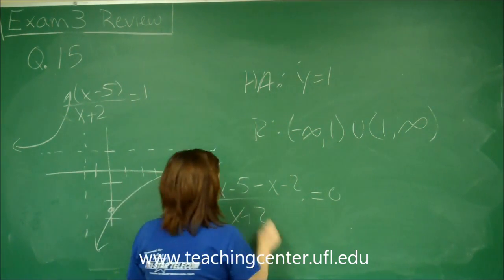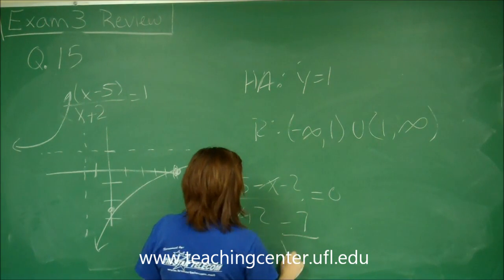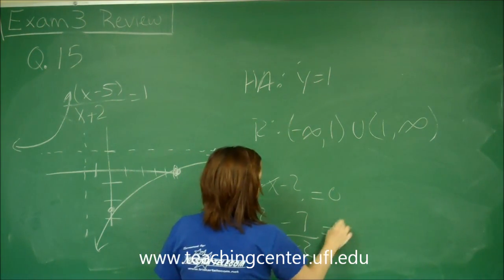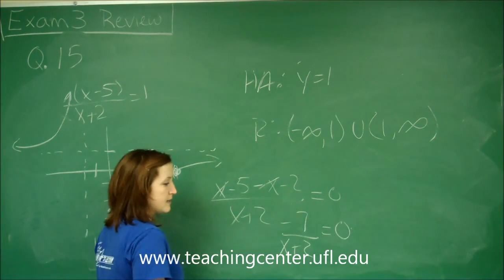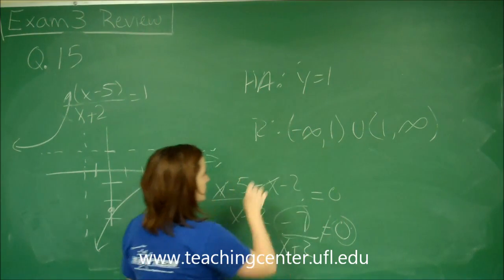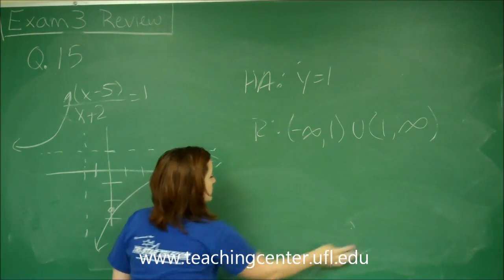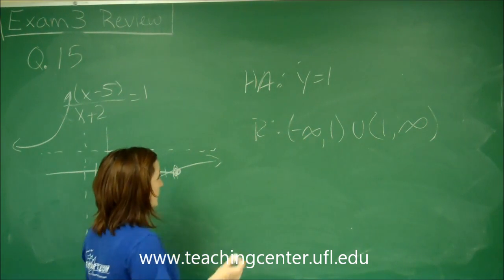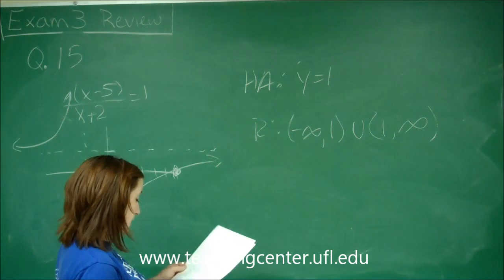And so I get -5 minus 7, so -7 over x + 2 is equal to 0. Well, remember, for something to equal 0, the numerator has to equal 0, and -7 will never equal 0. So that's how I know that it does not cross my horizontal asymptote. And so my range then is all values excluding 1, which I will never get to.